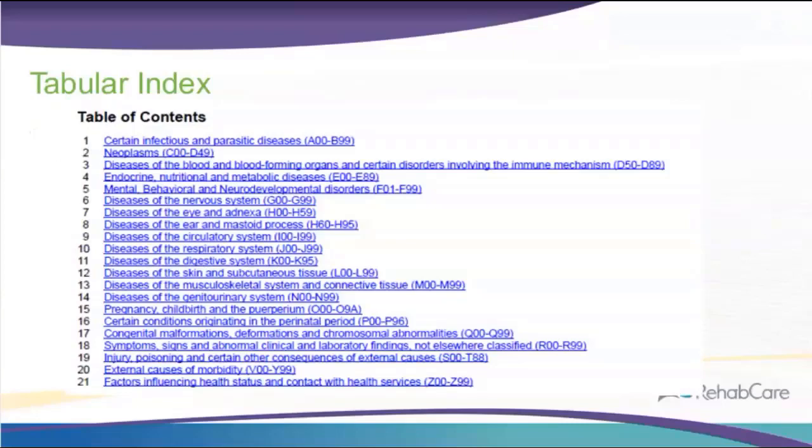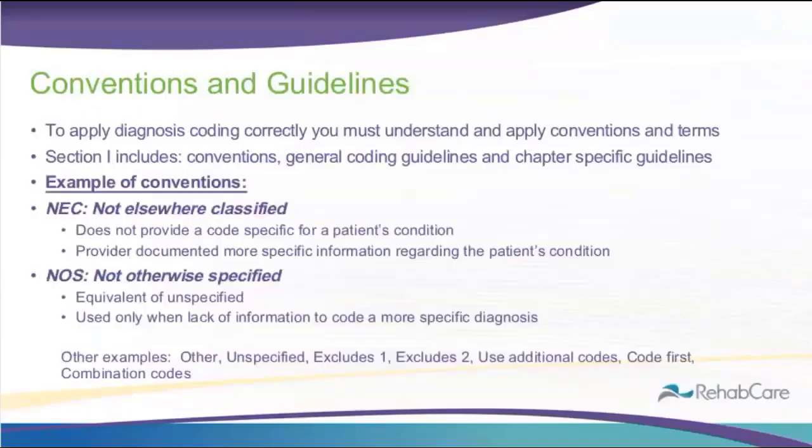So this is what the table of contents looks like in the book. There are 21 chapters, broken down by body systems. And the very last two chapters are external causes of morbidity and then factors influencing health status and contact with health services. We get a lot of questions about Z codes, so I'm going to do some case studies just to show you how to code some Z codes.